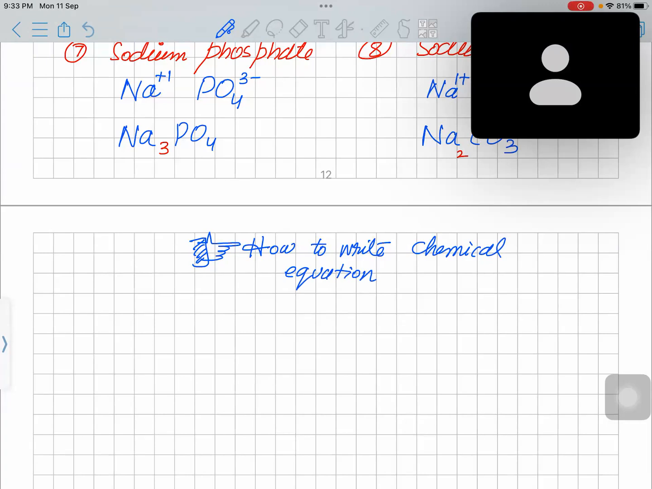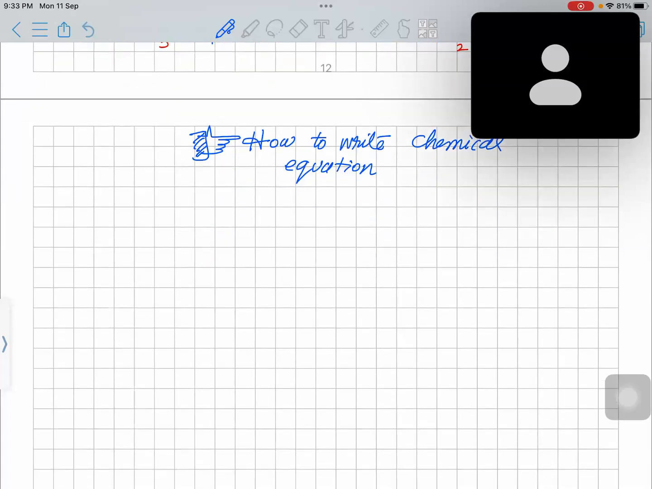What is chemical equation? Sir, the chemical equation is an equation which shows the chemical reactions, what are the products and what are the reactants. Okay. Very good.